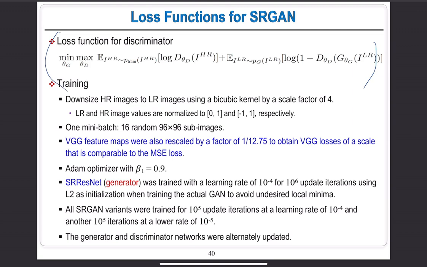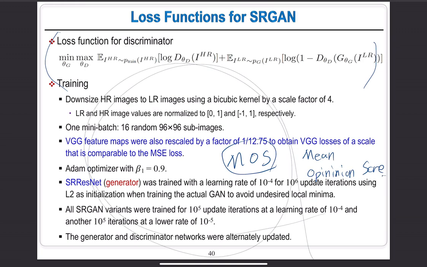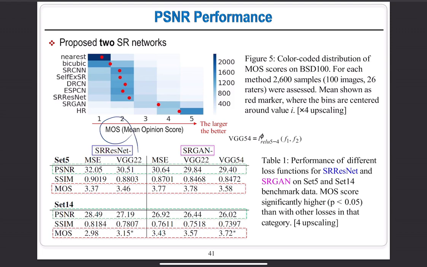And what I want to talk about is what MOS, mean opinion score, is. This is the training details, and what I want to talk about is just this one. Mean opinion score, which measures perceived image quality based on human evaluation.